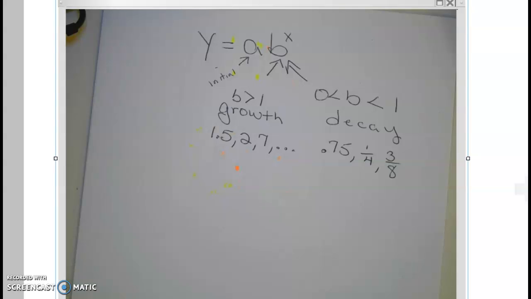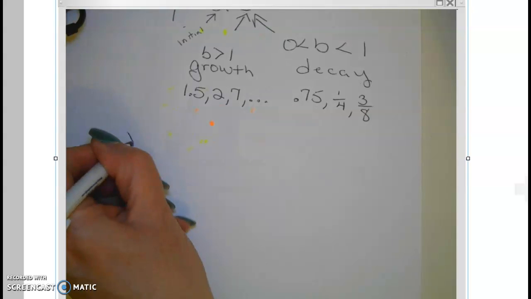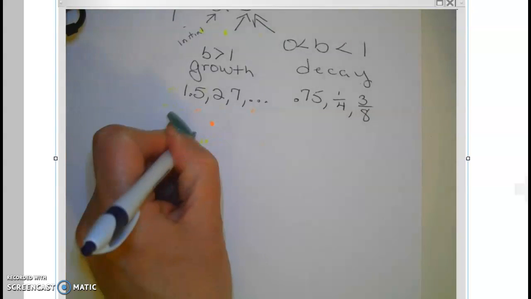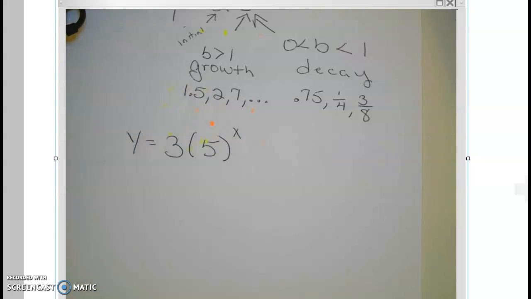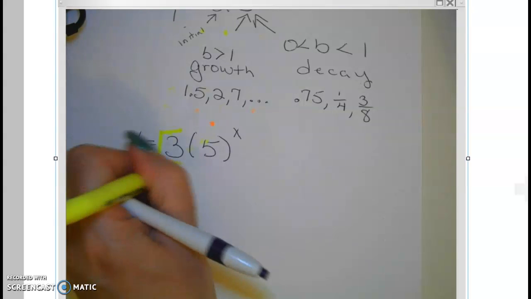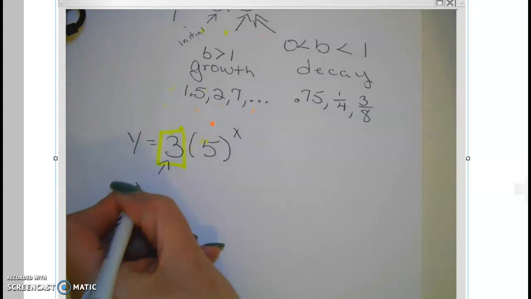Now, let's look at some examples. We have y equals 3 times 5 raised to the x. So let's break this down for ourselves. First, let's look at where it initially started. What is my initial value here? The 3. So I initially started with 3 amoebas, $3, 3 bacteria, 3 whatever it is. This is my initial value.